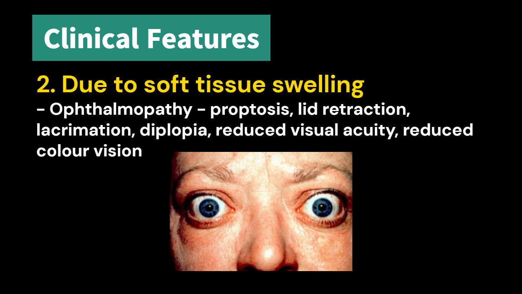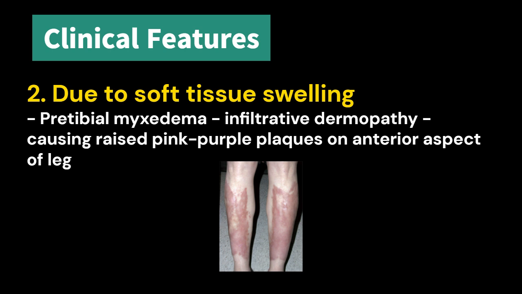The second set of clinical features arise due to soft tissue swellings that will involve ophthalmopathy, leading to proptosis or protrusion of the eyeball beyond the orbit. There is lid retraction, excessive lacrimation, diplopia, reduced visual acuity, and reduced color vision. There is also pretibial mixed edema, which is an infiltrative dermopathy.